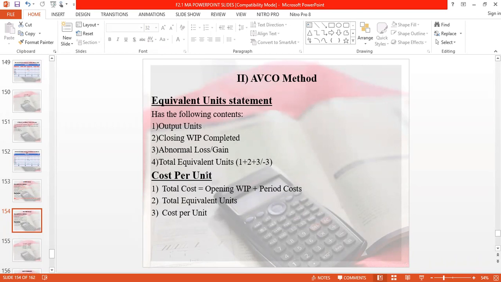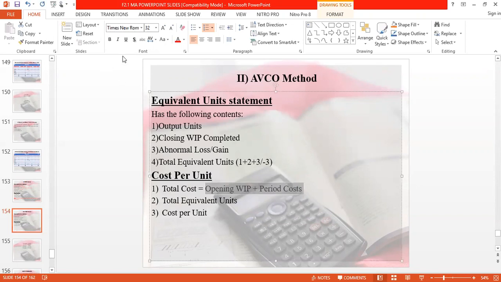Cost per unit is total cost. Total cost is equal to opening work in progress plus period costs. This is the change. This is now the change in this method of AVCO. That is the new change we are introducing. That is the only change. Because there is no opening anywhere else, the opening is brought under total cost. Opening plus the normal value of total cost. That is what we call period cost.